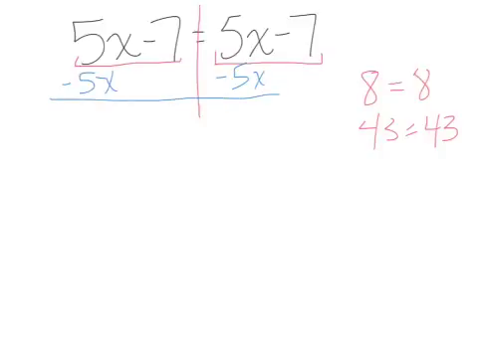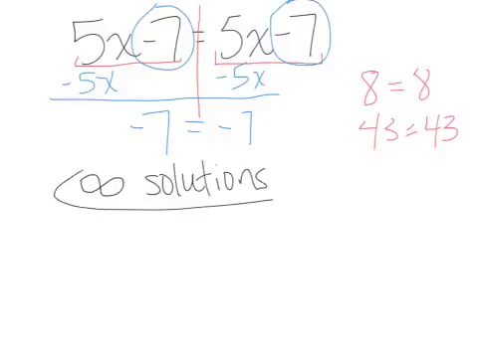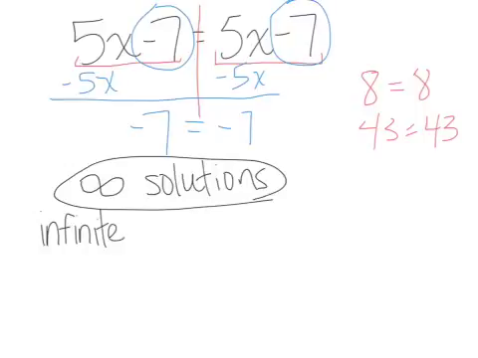On the left side we would have negative 7, and on the right side, again, we would have negative 7. And negative 7 always equals negative 7. So, like I said, whenever this happens, we can say that there's infinite solutions to this problem. This would be your final answer. If you don't like to write that symbol, it's like a sideways 8, you can also spell infinite solutions.